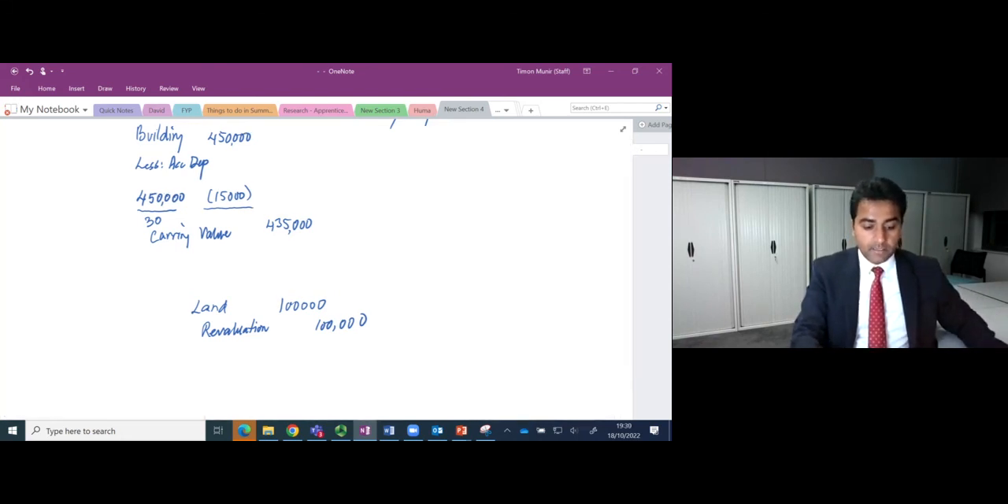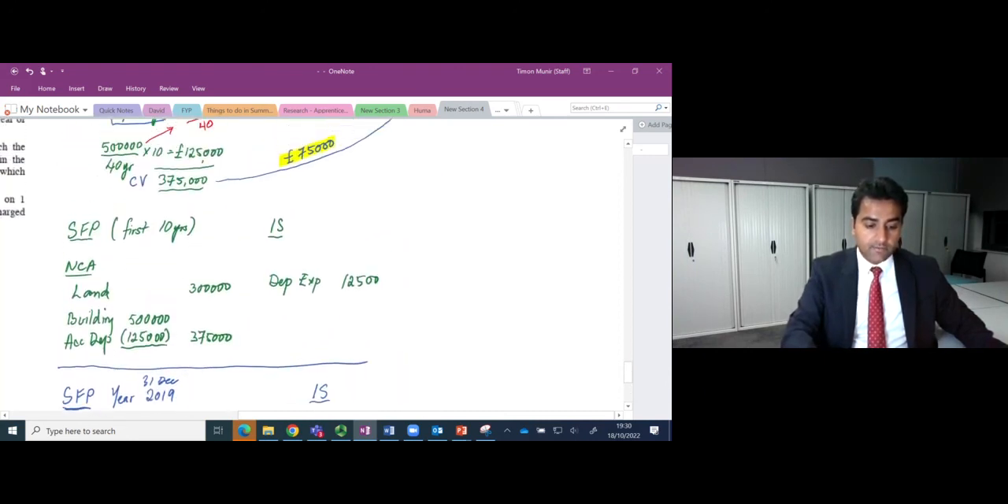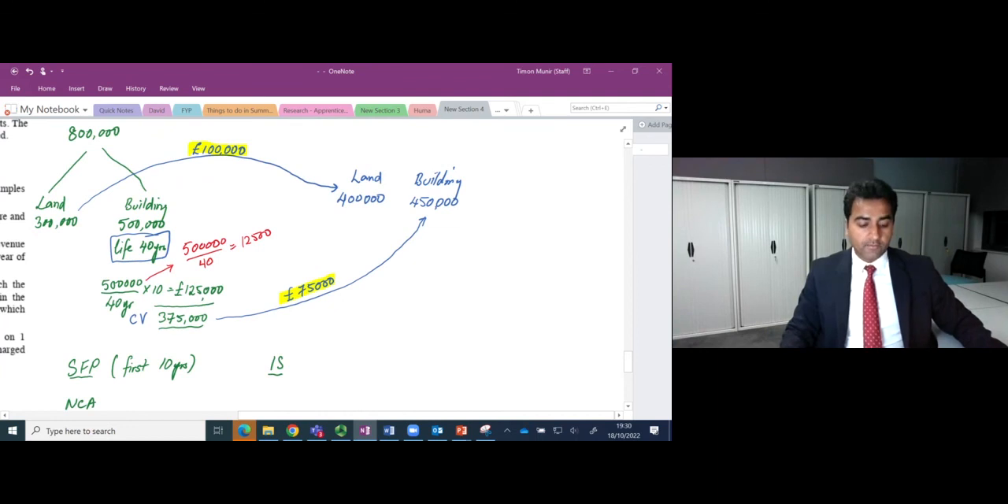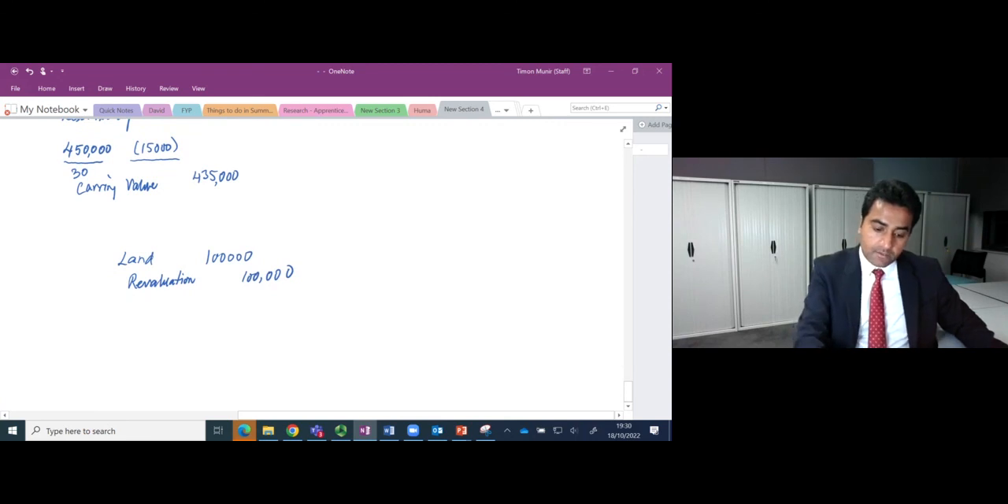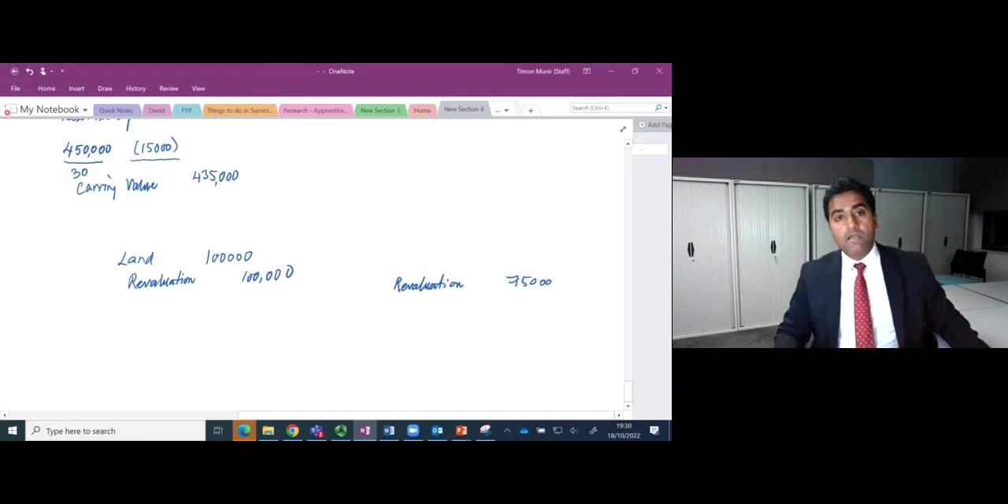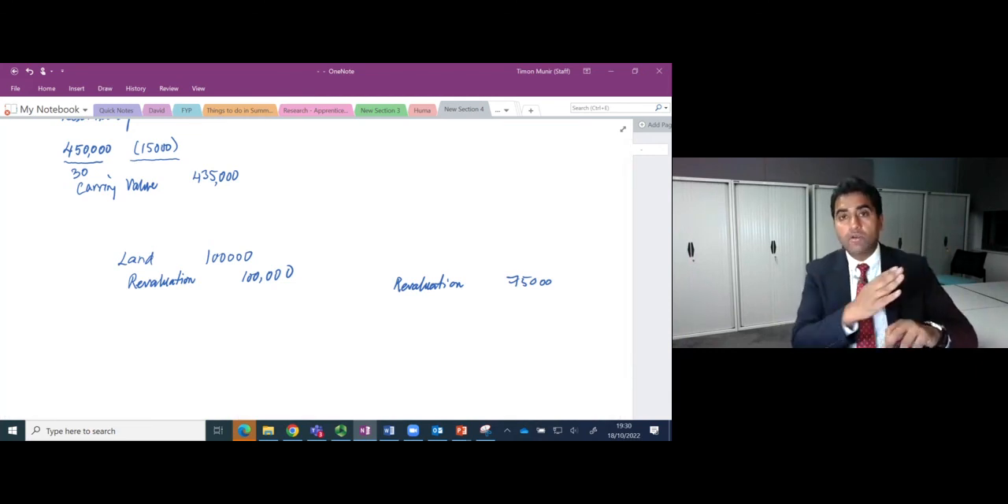The next part is the building. The value of the building has also gone up compared to its net book value from 375. You can see from 375 it has gone up to 450, and the revaluation gain is £75,000. So the revaluation will be £75,000. And whenever the asset is revalued, the previous depreciation is all erased.